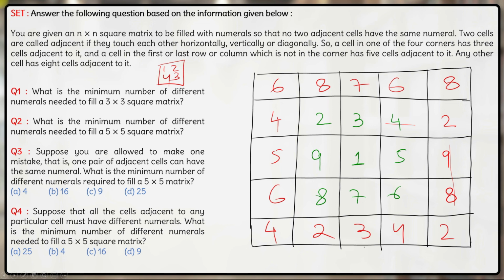So the minimum number of numerals required here is 9. At least 9 are required. More than 9 will also work, but what we want to figure out is the minimum number. Hence the answer is option D, 9. Okay, so that's it for the set. Thank you.